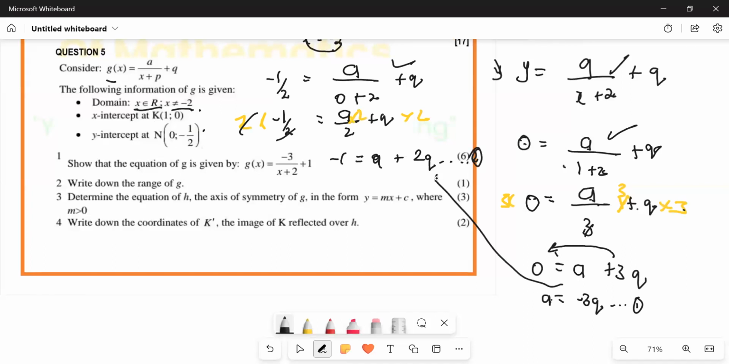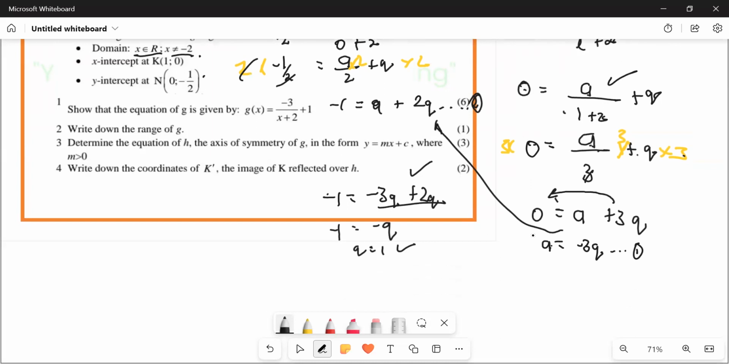And then you take this one and you sub it here. You're going to have -1, which is going to be equal to -3q plus 2q, like this again. We give you a mark for substituting there. After that, you solve for q again. This one and this one give us -q, which is going to be -1 again. Therefore, q is going to be 1. We give you a mark for that.